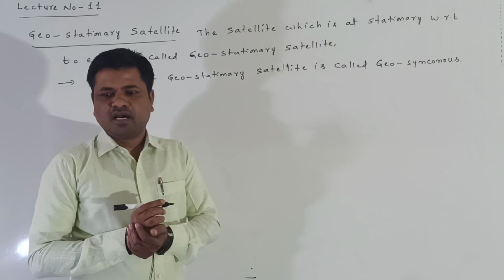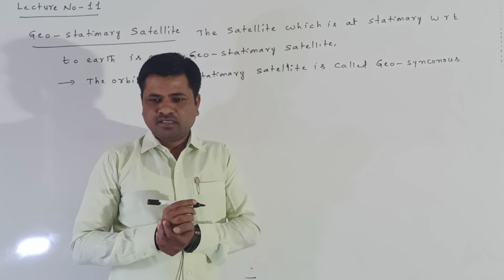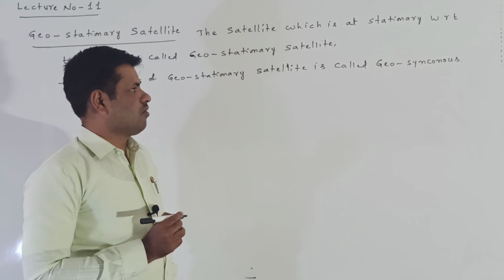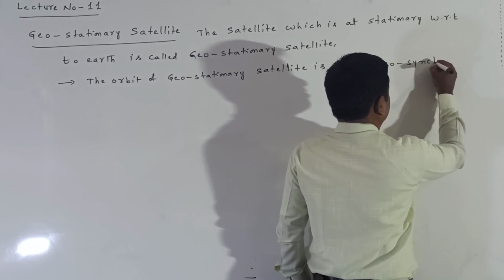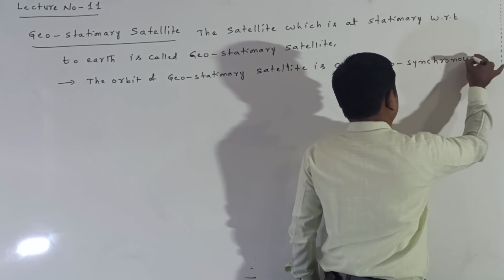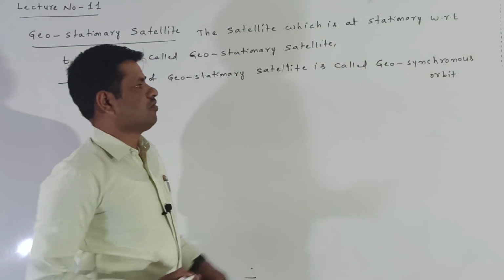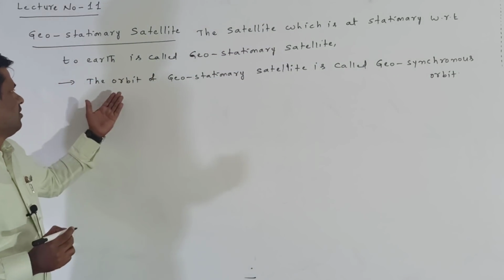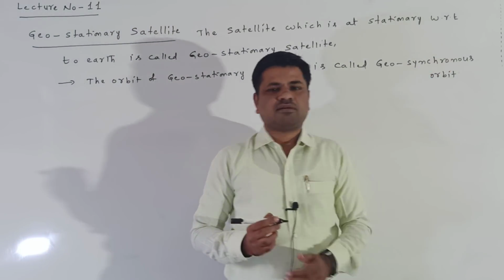This is called a geosynchronous orbit. The orbit of the geostationary satellite is called the geosynchronous orbit.